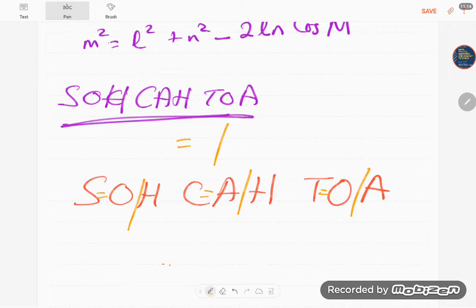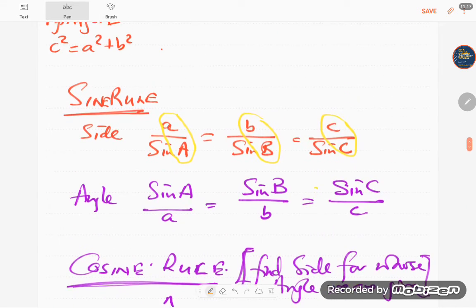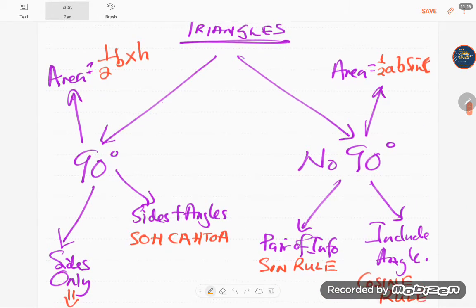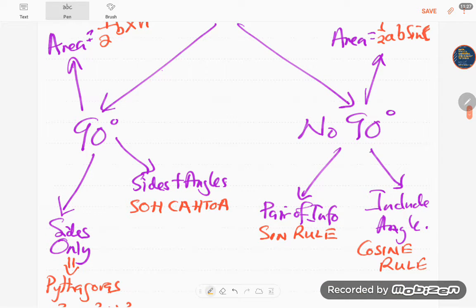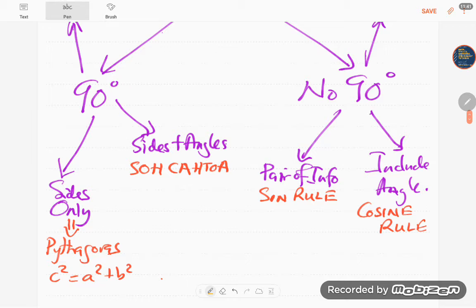That's it for triangles. You should be able to pretty much answer any triangles question, whether you're trying to find the area and you have a 90 degree, or you're trying to find the area but without a 90 degree. And whether you're trying to find a side or an angle when you're given a piece of information without a 90 degree, or you have an included angle without a 90 degree, or you have sides and angles, in which case you use SOHCAHTOA with a 90 degree, and you only have sides, in which case you only use your Pythagoras. So these are like the prerequisites, and that's the first thing that you need to ask yourself: do I have a 90 degree or not? Because that points you to what theories you can use, or maybe not even be able to use.